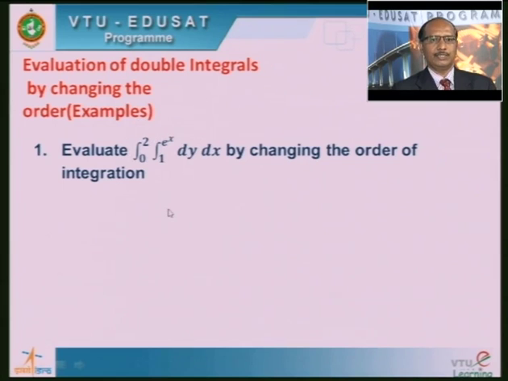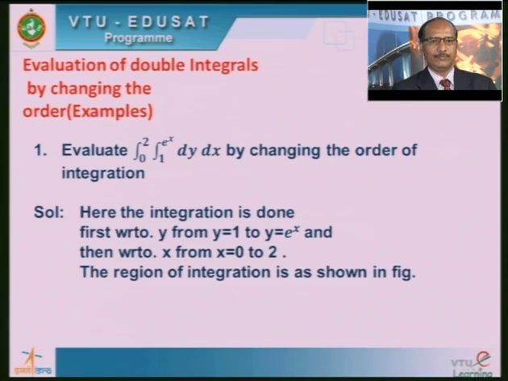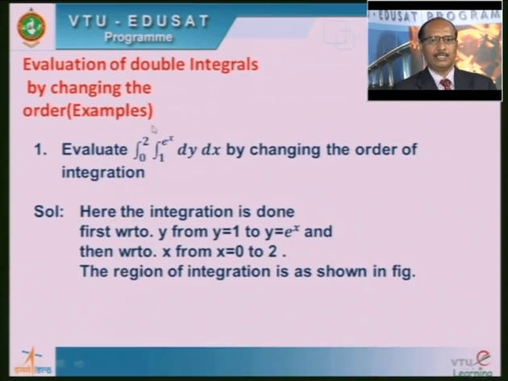I am converting it into type 3. That process is the changing of the order. So, here the integration is as per this. If you want to evaluate without changing the order, you can also do it. Here the integration is done first with respect to y. The y limits are given inside the integral. So, integrate with respect to y from y equal to 1 to y equal to e raised to x, and then with respect to x using the outer limits 0 to 2.